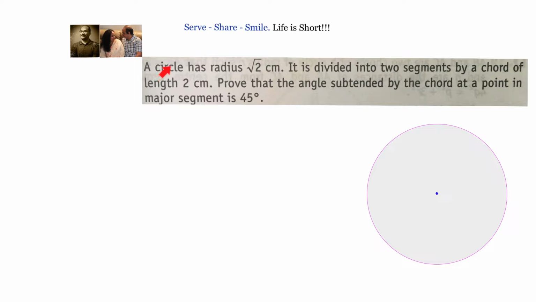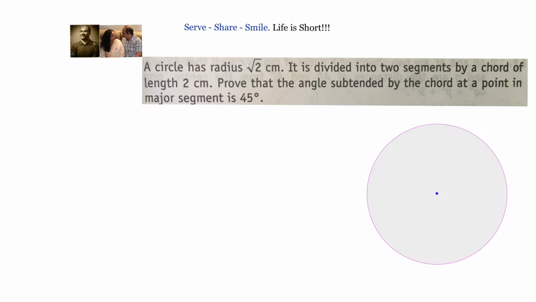Let's look at this problem related to 9th grade circles. A circle has radius root 2 centimeters. It is divided into two segments by a chord of length 2 centimeters. Prove that the angle subtended by the chord at a point in the major segment is 45 degrees.